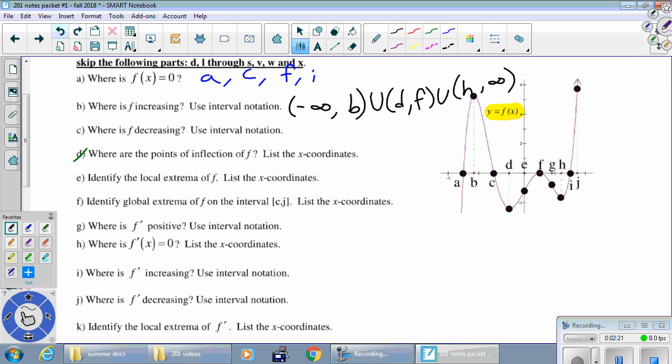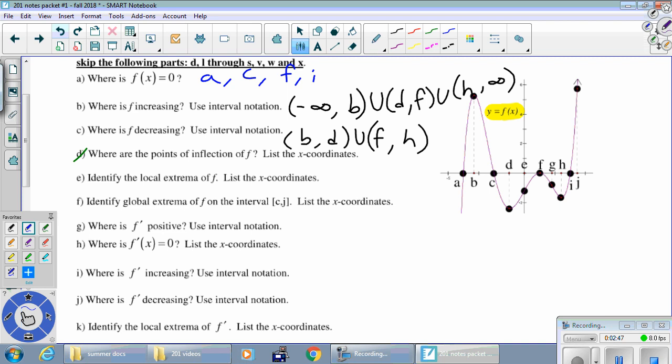Okay, part c, where is f decreasing? It's decreasing everywhere else, so we'll do this one quicker. From b to d, and then from f to h. And if you had put brackets around all of the endpoints up here, you have to put brackets around all of them here. Just be consistent. Whichever one you choose is okay with me.